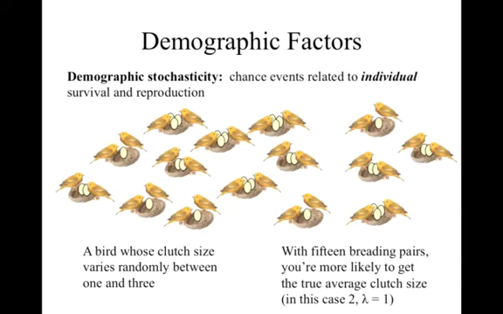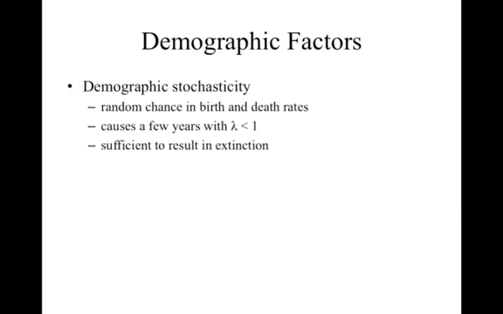In a bigger population, I'm more likely to always have the same growth rate from one year to the next because I've just got more birds, so my average ends up being less susceptible to these random events. And so again, we don't have that same depression in the population growth rate as a result of that stochasticity. And so demographic stochasticity occurs when we have random chance in birth and death rates that cause some years to have lambda less than 1.